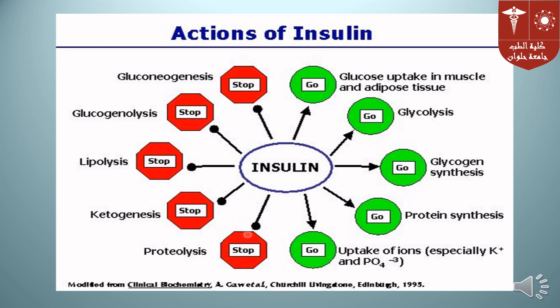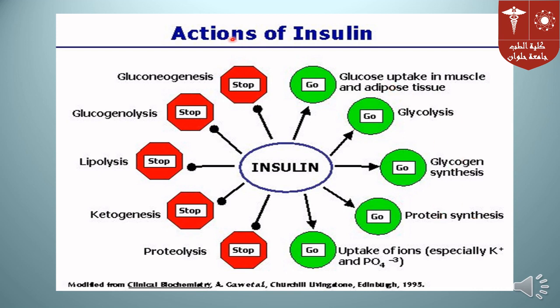Okay. So when we look at this figure, we can say here it collectively describes the action of insulin. On the go side means that all these are stimulated by insulin. Insulin stimulates glucose uptake, glycolysis, glycogen synthesis, protein synthesis, because insulin is an anabolic hormone. Okay, so all these are stimulated during the well-fed state by insulin.